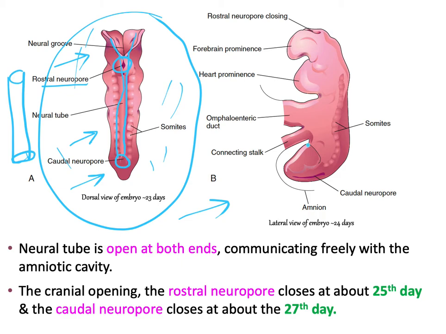Here is a lateral view of an embryo at the fourth week. Still, you can see the rostral neuropore and the caudal neuropore. But you have to know, which is very important, that the rostral neuropore closes earlier than the caudal neuropore. It closes at 25 days of age of the embryo, while the caudal neuropore closes later, after 2 days, that means at 27 days, which is important.